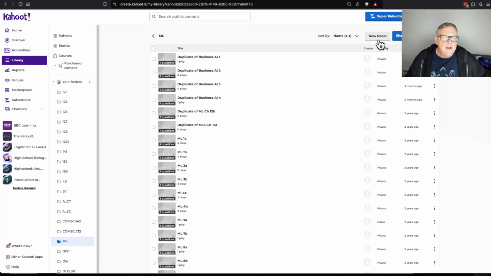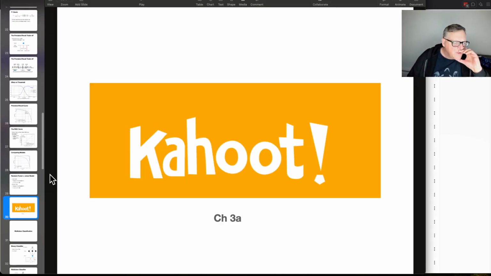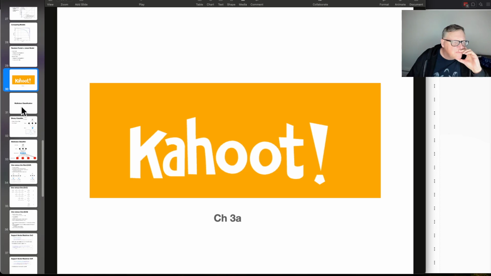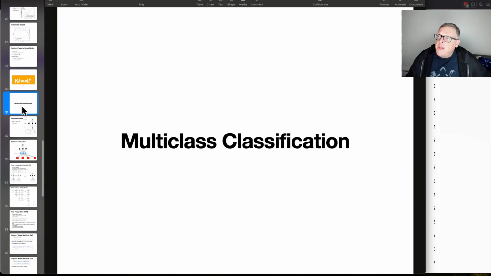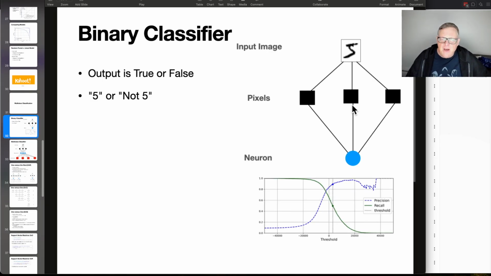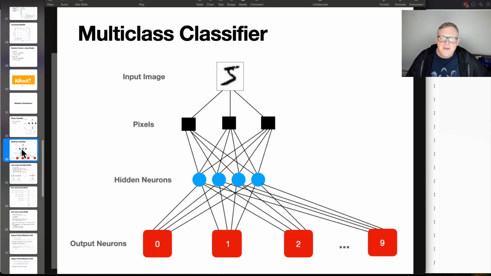Let's carry on here. So anyway, multi-class classification, like I say, is what we'd really like to do here. We'd like to sort these things into 10 categories. The binary classifier is just 5 or not 5. And so if you have those, how do you make a multi-class classifier out of it?